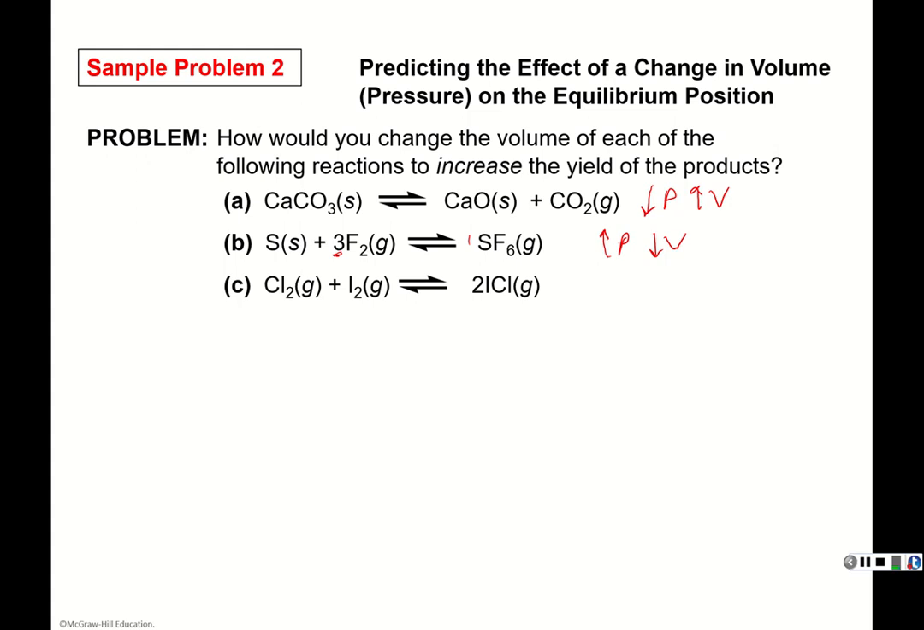Okay, and then finally, Cl2 plus I2 goes to ICl. And in this case, we have the same number of moles of gas on each side, 2 moles of gas on both sides. So in this case, changing the pressure or volume is going to have no effect. There's no difference in the amount of gas on each side, so there's going to be no driving force here for any change with respect to pressure or volume.